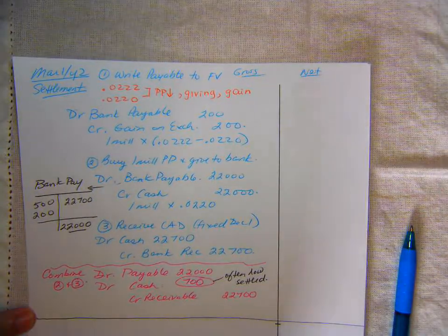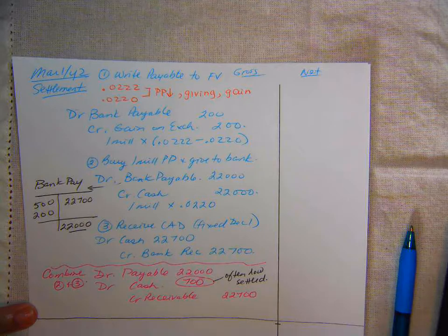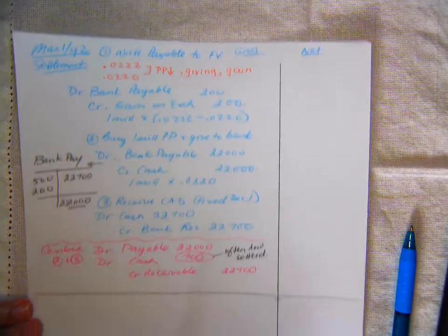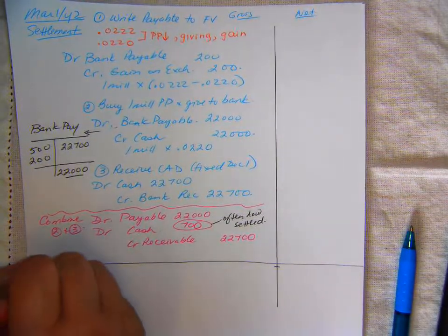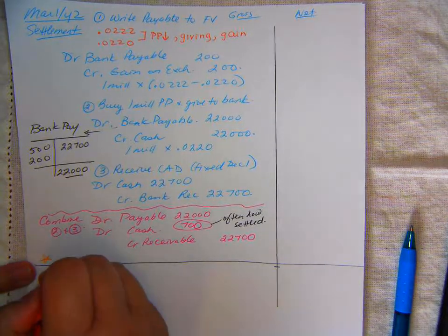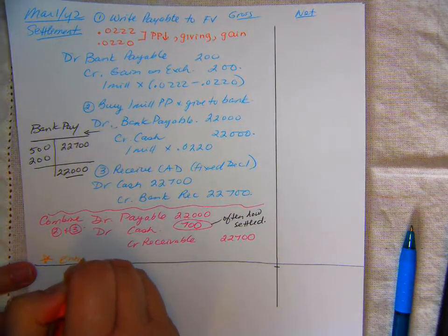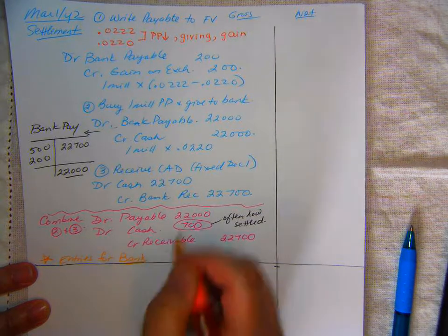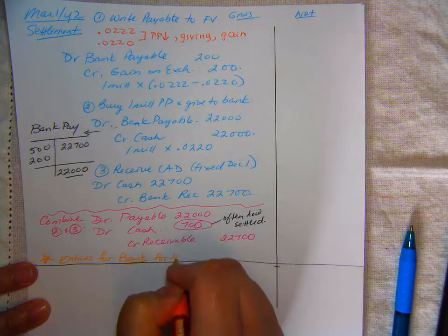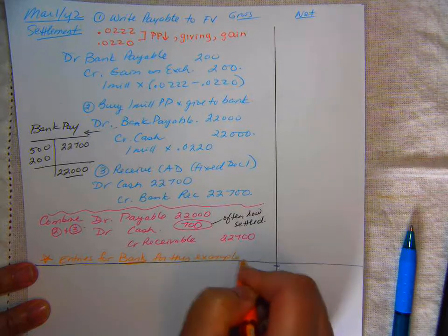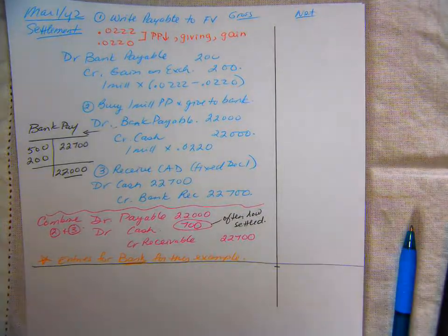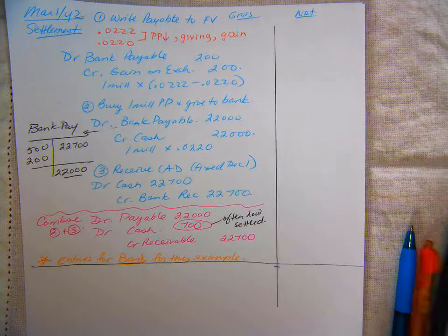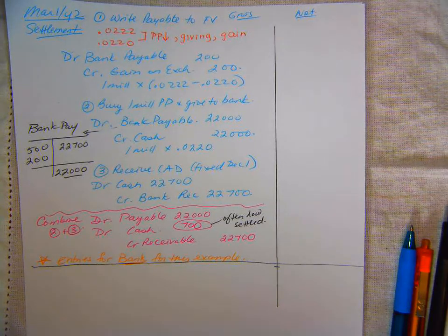One thing is on Blackboard, and I'm going to double check that it's there because I haven't checked it. I will put the entries for the bank for this example, just so you can see how it works from the other side. Because if we had a gain, they had a loss. Okay?